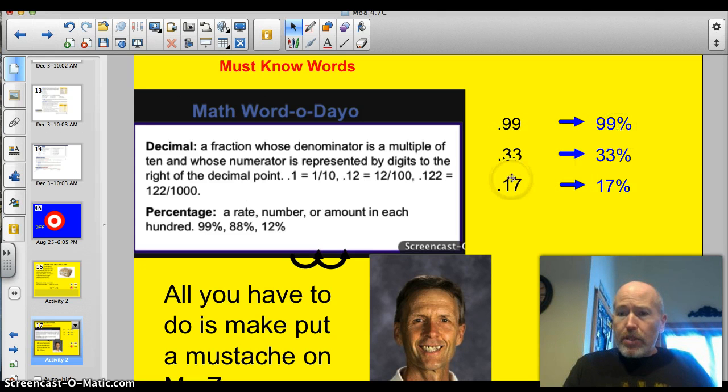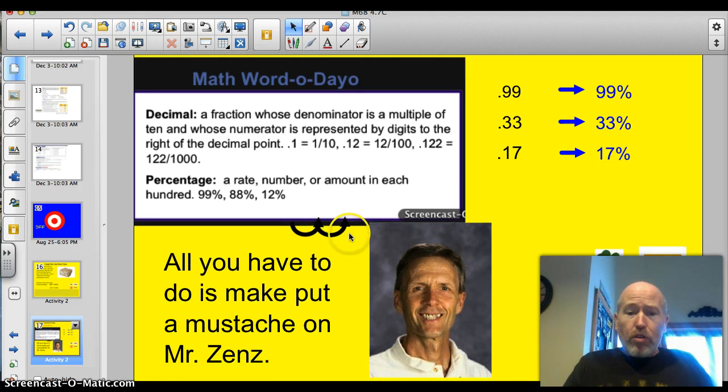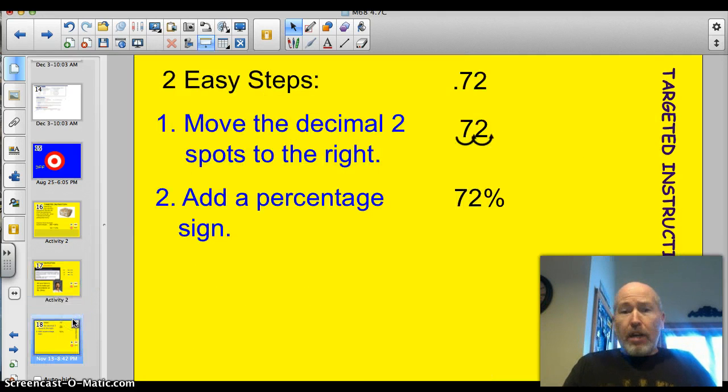0.99 is 99%, 0.33 is 33%, and 0.17 is 17%. To be successful, all you basically have to do is put a mustache on Mr. Zen's, just like this. All right, enough fun and games. Actually, there's two easy steps.